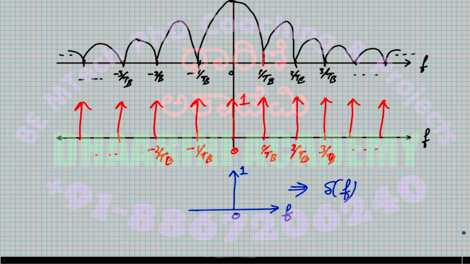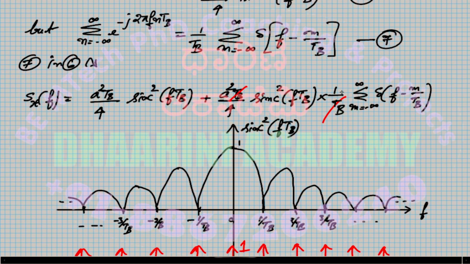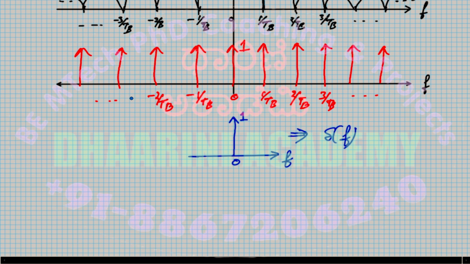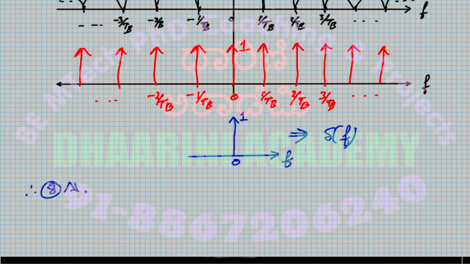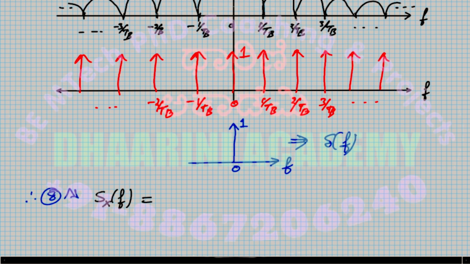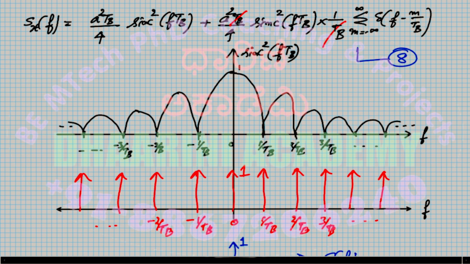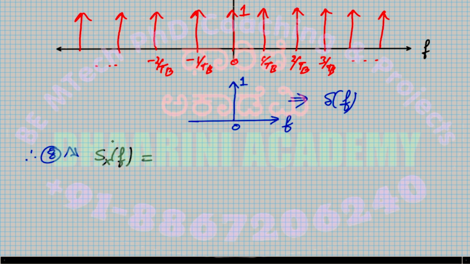So I can go back and replace that whole product in my previous equation. I'll call this equation number 8. Using this graph I can write, therefore, 8 becomes equal to, now I'm trying to write my final answer. I'm coming very close to my final answer. So the Sx of f is equal to, the first term in equation 8, I don't have to simplify, that's already in the most simple format. So I'll write as it is.